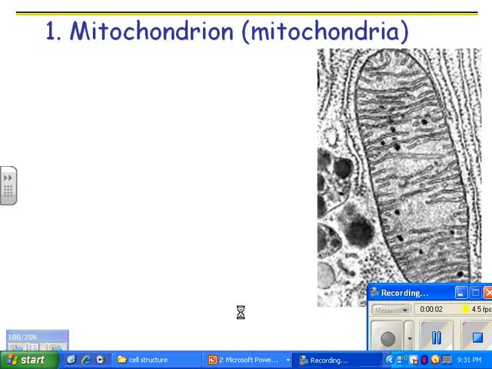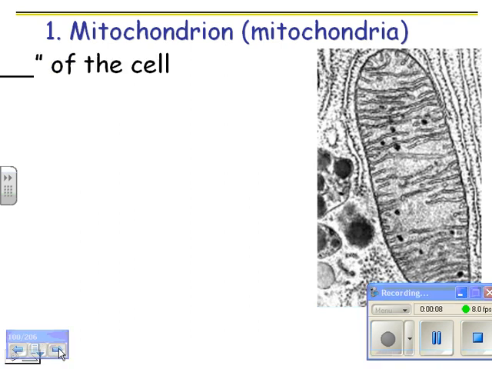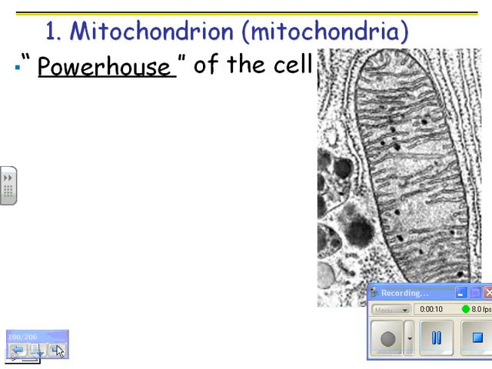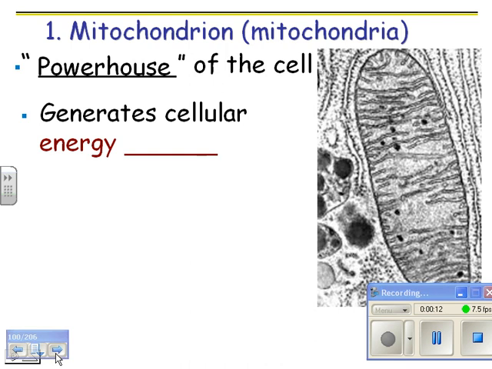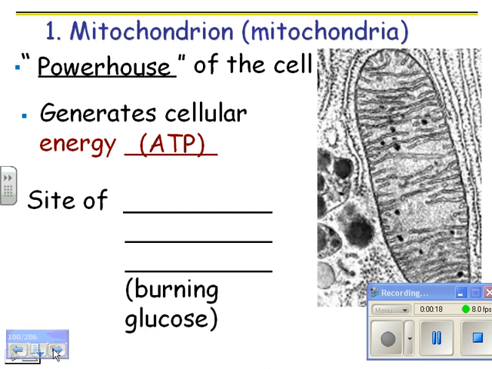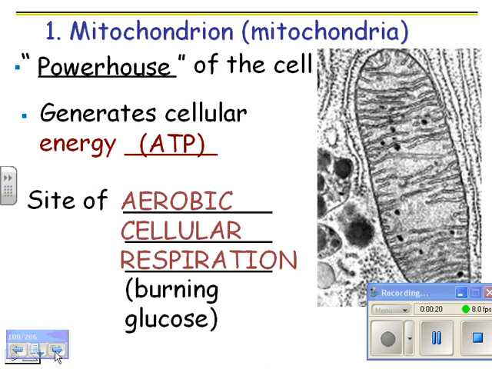We're talking about the organelles of the cell today, and the first one is my favorite organelle, the mitochondria. This is sometimes called the powerhouse of the cell because it makes the energy, ATP. So it generates cellular ATP. It's the site of aerobic cellular respiration, which means burning glucose. Aerobic means that it needs oxygen, and cellular respiration means that it burns glucose to make ATP.